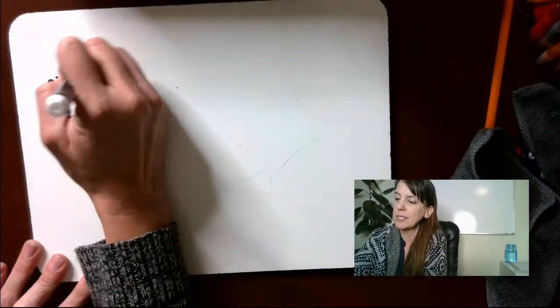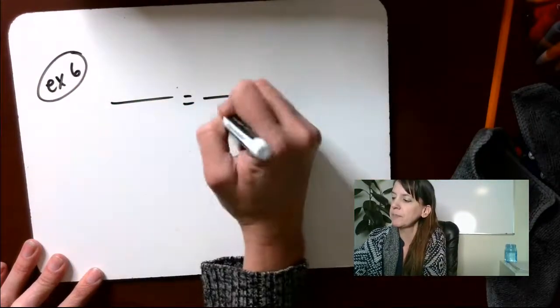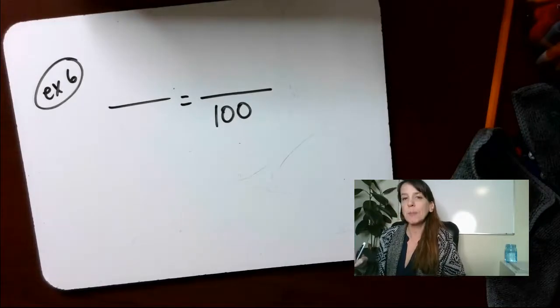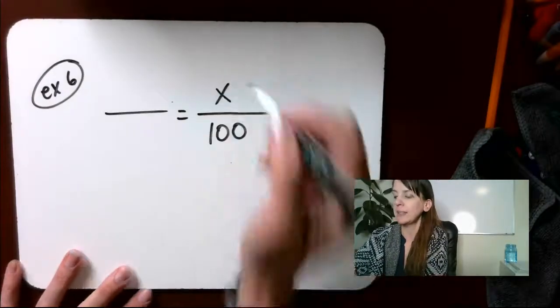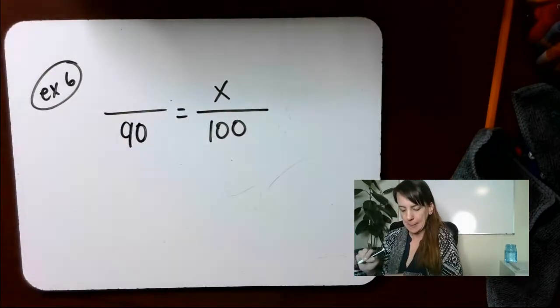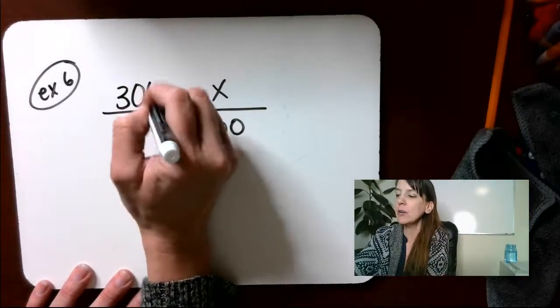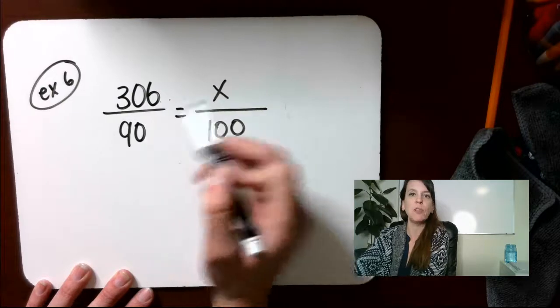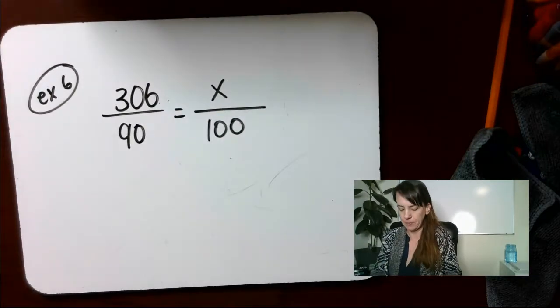What percent of 90 is 306? So for example 6, we see it is a percent problem, so let's do our setup. So what percent, so we're gonna be looking for percent, so x, of 90, remember of goes on bottom, is 306. Now notice that this is large and this is small. That means we're gonna get a larger number here, okay?